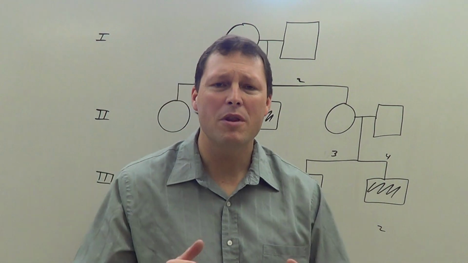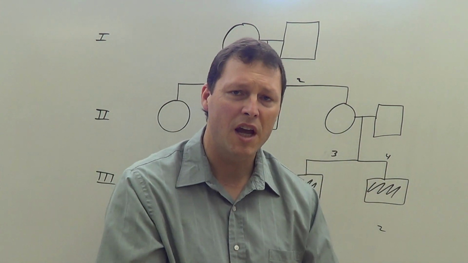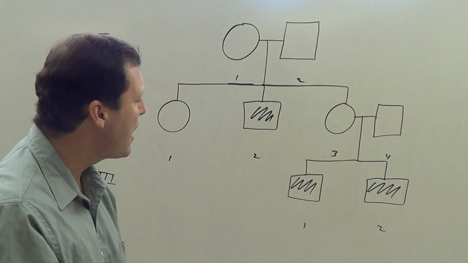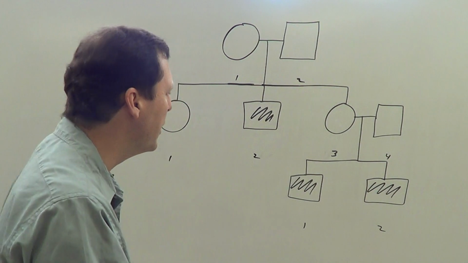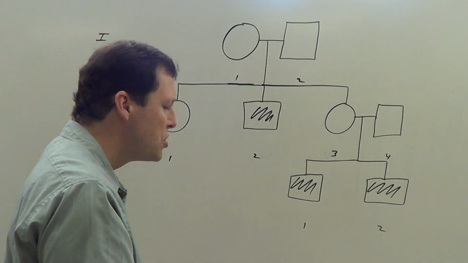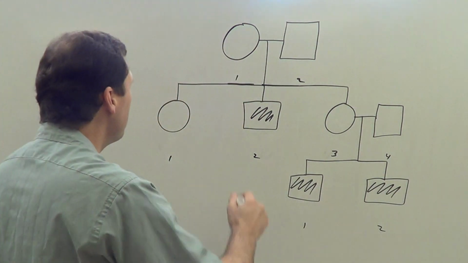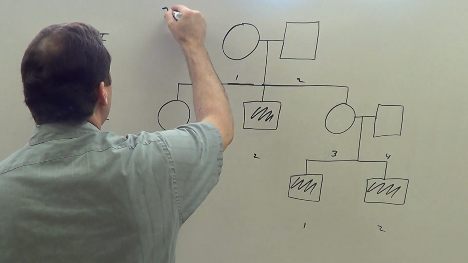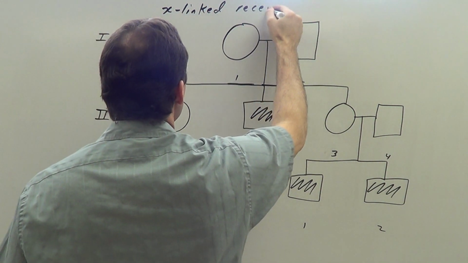Once I determine that, I go on to the next set of criteria. Does it mostly affect males, or is it pretty much even, 50-50? You can see 3 males are affected, no females. So this is going to be an X-linked condition. It's going to be X-linked recessive. I'm going to write that down: X-linked recessive.